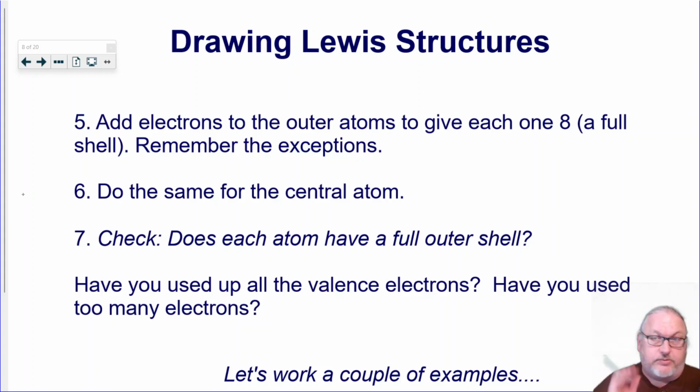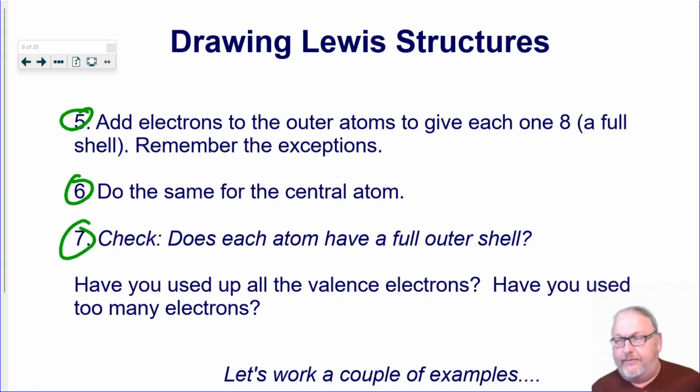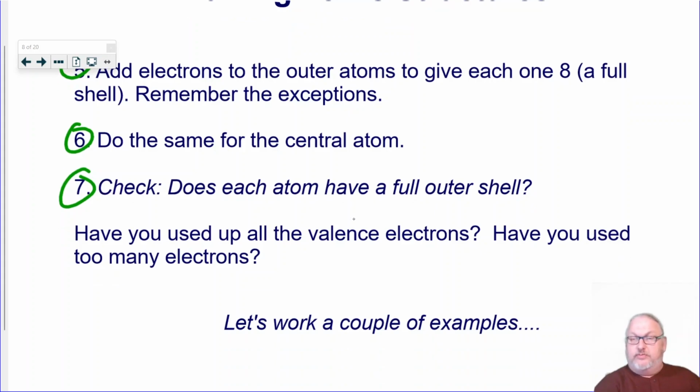Next, we add electrons to the outer atoms to give each one 8, counting the paired electrons, with some exceptions: beryllium, boron, and hydrogen. Then we do the same thing for the central atom. Then we check: does each atom have a full valence shell of 8? Then, have we used up all the valence electrons? Then we have to think, have we used too many electrons?